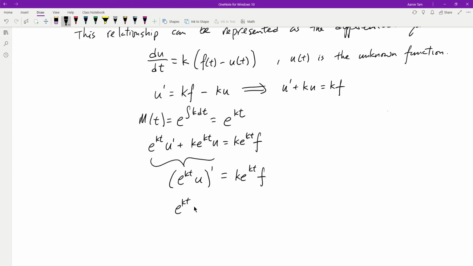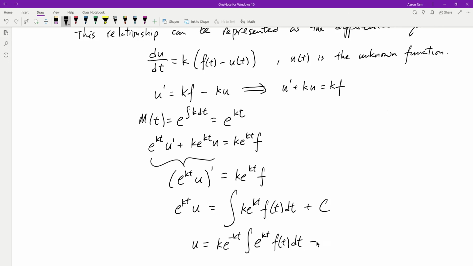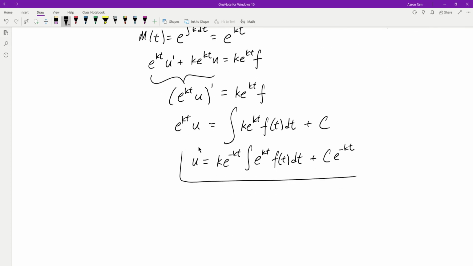So e to the kt u would equal the integral of this thing. So k is a constant. I'm going to pull out the k. Actually, you know what? I'm going to leave it inside. Integral of k e to the kt f of t dt plus some constant c that we don't know. And now solve for u. That tells me u equals, I'm going to pull out the k, e to the negative kt, integral of e to the kt f of t dt, plus c e to the negative kt. And that becomes what we call the Newton's law of cooling formula.